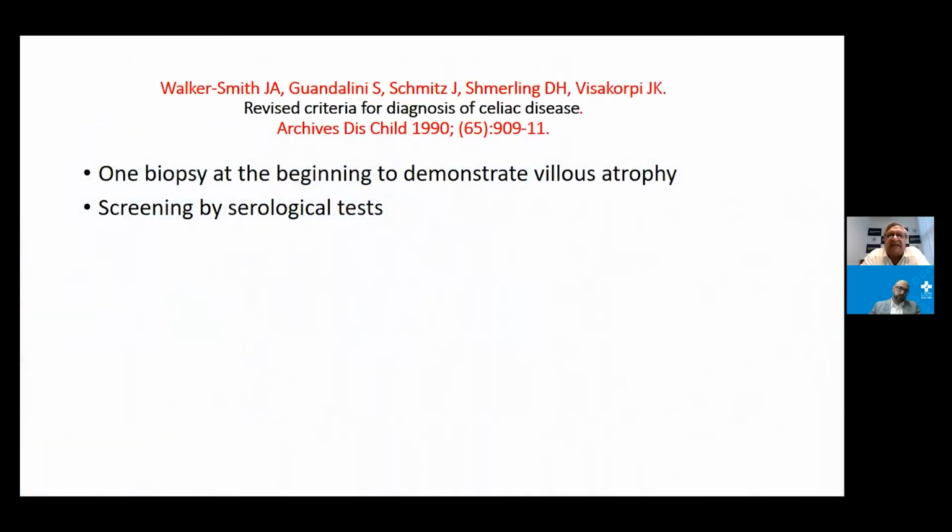It was in 1990, 20 years after the first attempt, that instead of three biopsies, they suggested there could be only one biopsy to demonstrate villous atrophy, and before that, the patient is screened by a serological test. So slowly over time, people have moved towards serology and given less importance to histopathology.